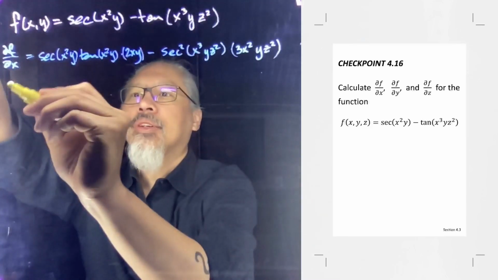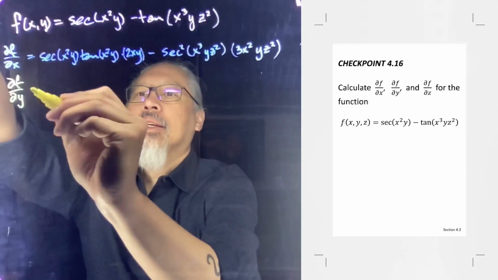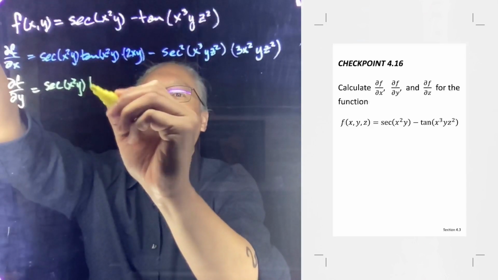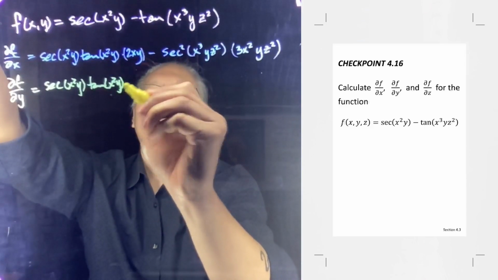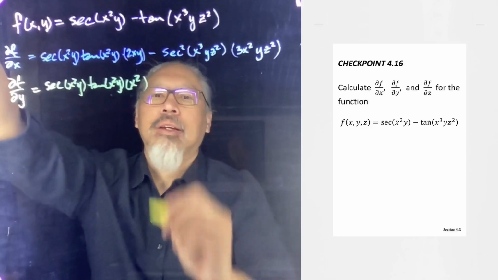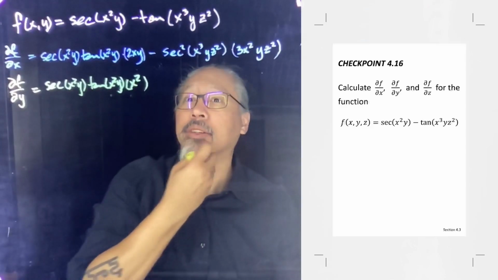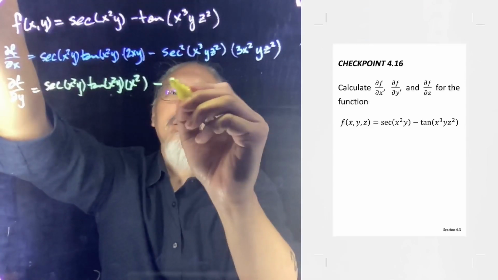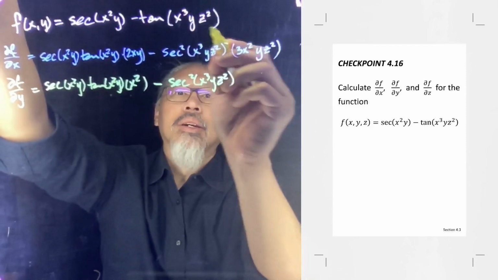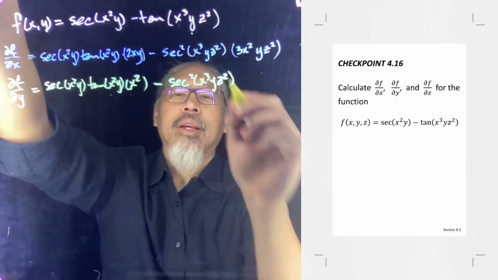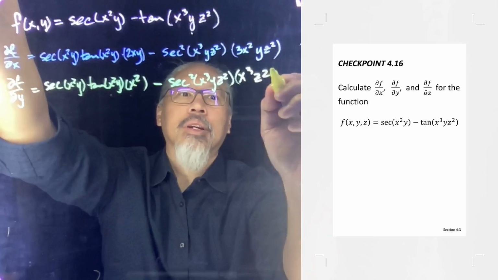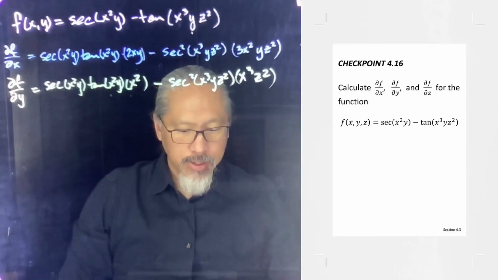Let's take our derivative with respect to y, and it's essentially going to be the same thing. We have the secant x squared y tangent x squared y, but this time we're taking the derivative of the inside with respect to y, and x squared is constant, so that's just the constant. And then we have the secant squared of x cubed y z squared times the derivative of the inside with respect to y. Again, y is by itself, and we have x cubed z squared as a constant with respect to y, and then that's it.